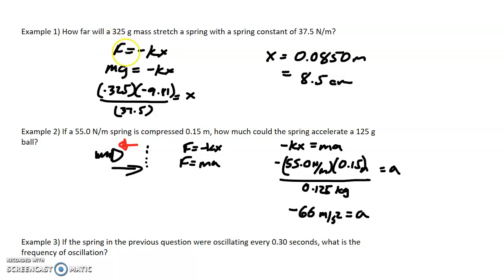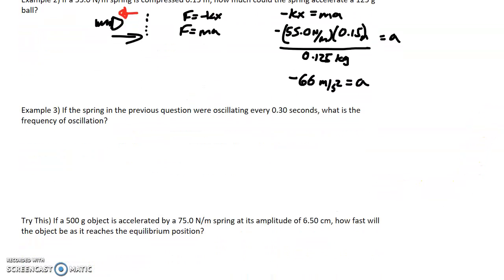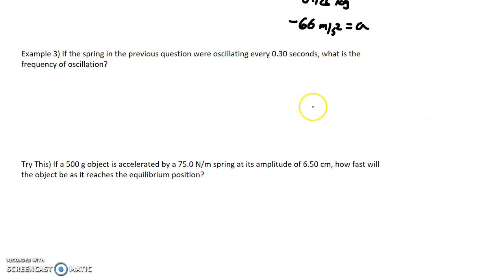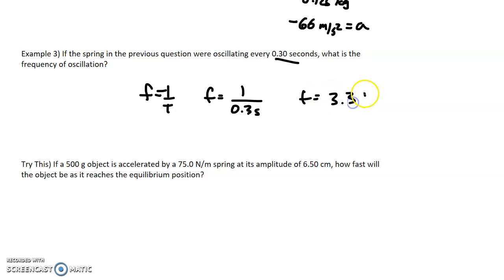Okay, and taking a look at one more example here. Again, if this was oscillating every 0.3 seconds, what is the frequency? Well, we've been given the period, so frequency is just equal to 1 over 0.3 seconds, or you wind up with 3.3 hertz as being your frequency.